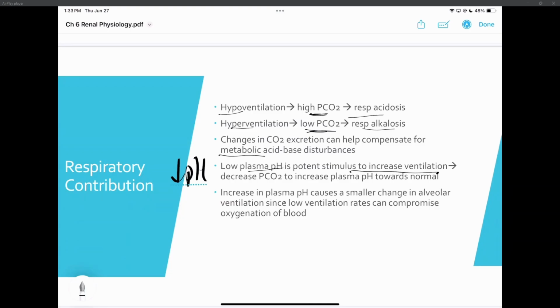Increases in plasma pH cause smaller changes in alveolar ventilation, since low ventilation rates can compromise oxygenation of the blood. So we don't want you to hypoventilate to the point where we're not oxygenating the blood anymore. That's why an increase in plasma pH doesn't have that big of an effect, because we don't want you to stop breathing to raise your CO2 levels. If you go too low in your respiration, you're going to have problems with your oxygen. Remember, whatever you're breathing, oxygen is there, and so is carbon dioxide. We don't want you to hypoventilate too low, because then you'll not get enough oxygen and you pass out.